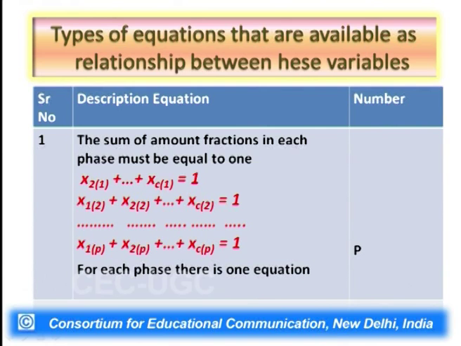Let us now see how many equations are available in the system. Let us first of all consider the sum of amount fraction terms for each phase being equal to 1.